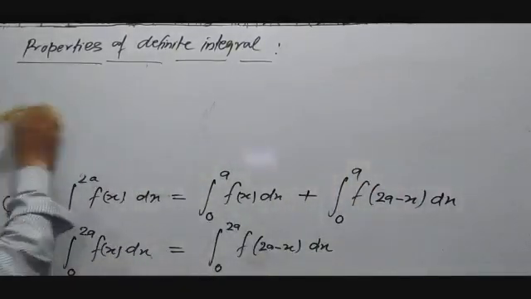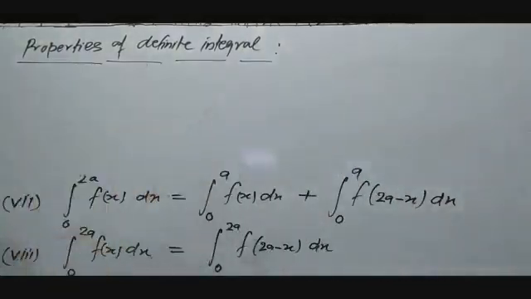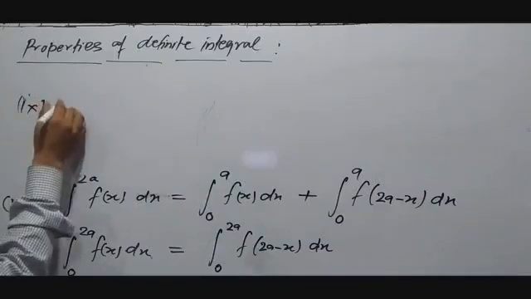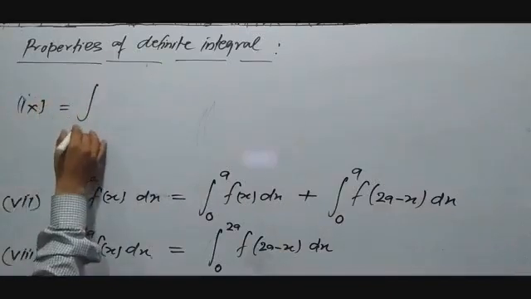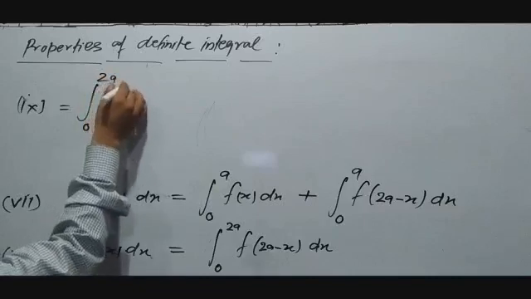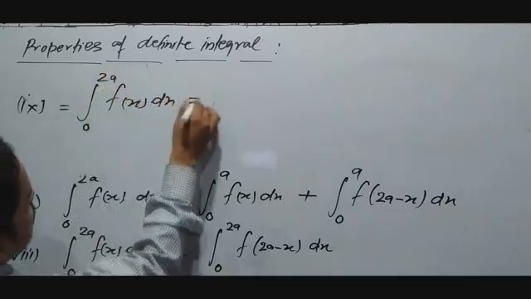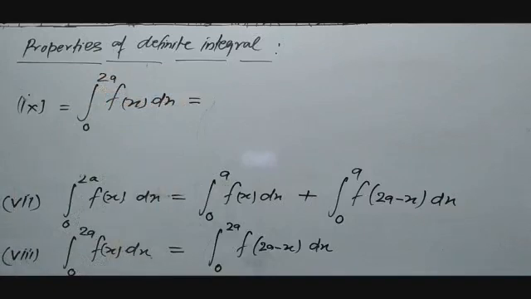Now property number 8 can also be written in another form, meaning we are going to write property 9 with the help of property 8. So see property number 9: the integral from 0 to 2a of f(x) dx. What can you write? If f(x) is equal to f(2a minus x), and if f(x) is equal to minus f(2a minus x).